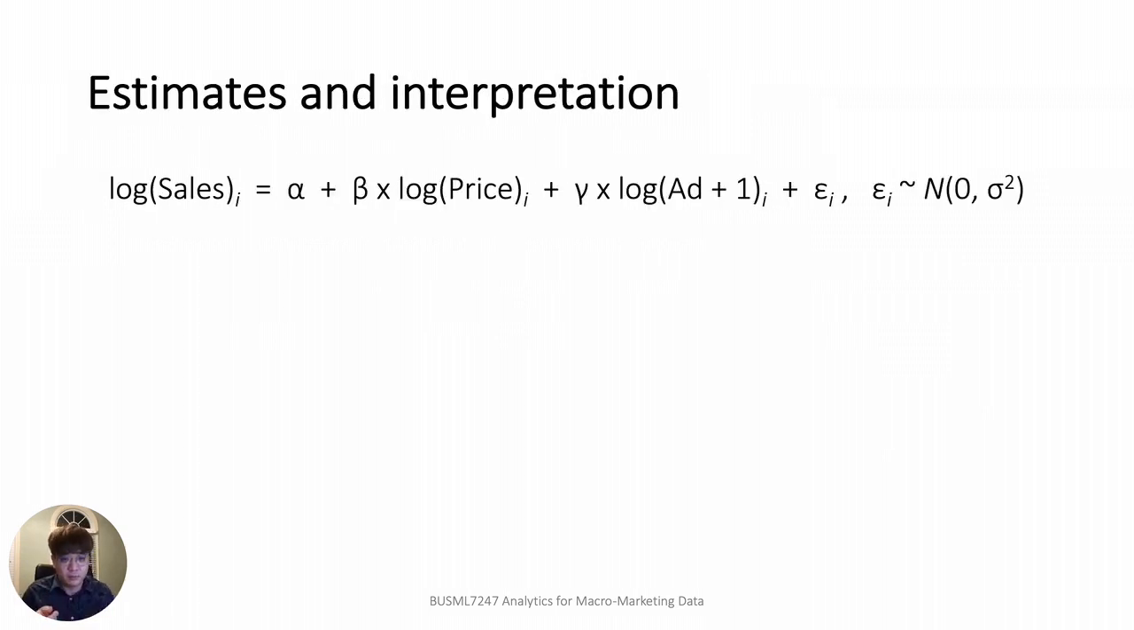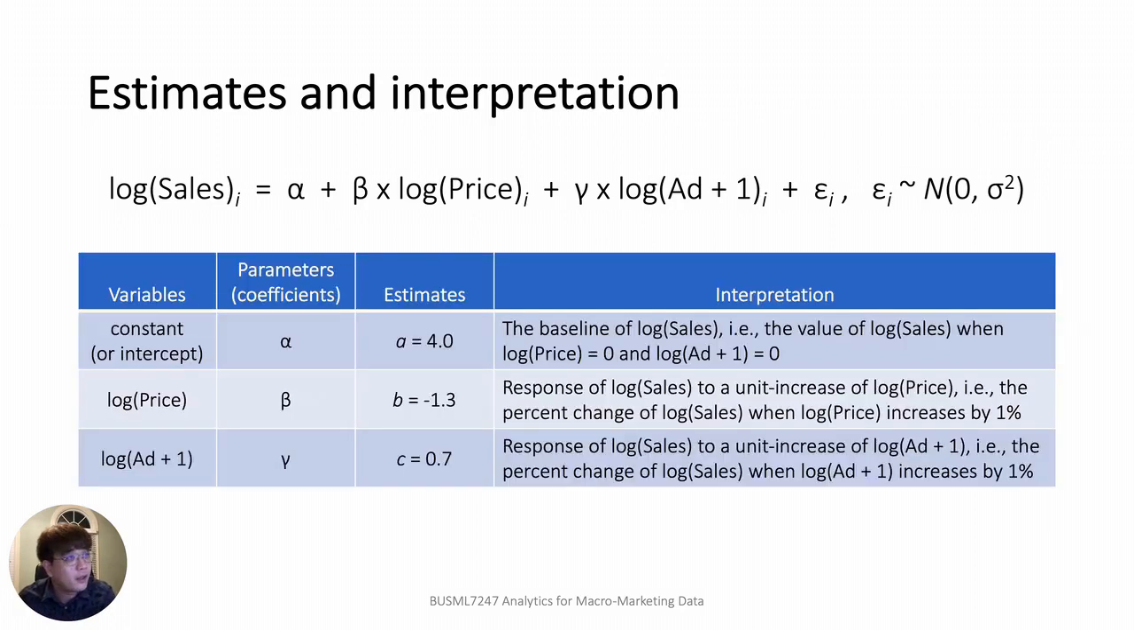This is the summary of the components of the regression. Here, we have three variables, two independent variables, the log price and the log ad plus 1, and the constant, or sometimes called the intercept. Alpha, beta, and gamma are coefficients associated with the variable. They are sometimes called parameters of the regression models. OLS estimates the values of alpha, beta and gamma. The estimates are denoted A, B, and C, which are computed from data.